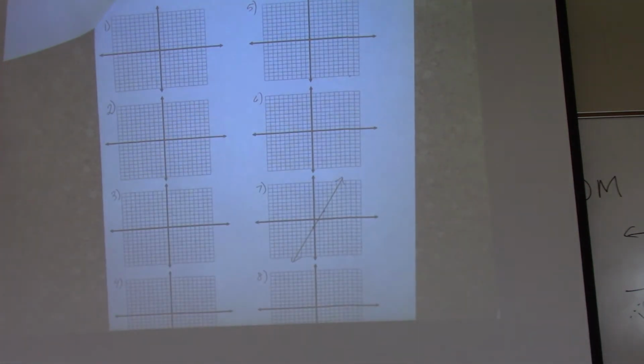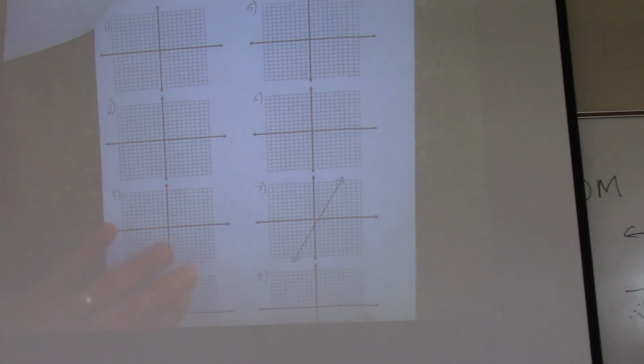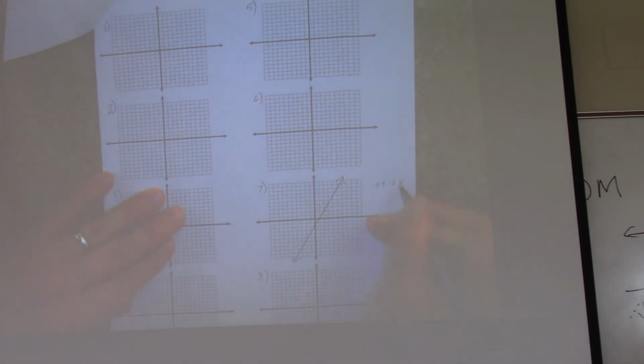Which way do I shade? Well, let's plug it in. I've got 0 is less than or equal to -2. Is 0 less than -2? No. So that is a false statement, which means that this is not part of the solution. So from the line, I shade away from the origin.